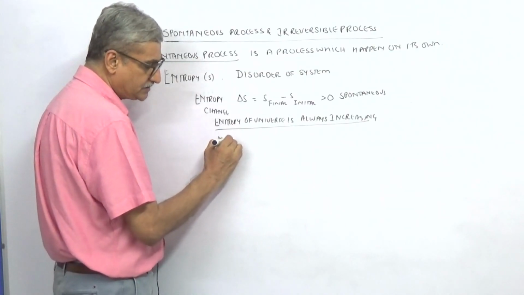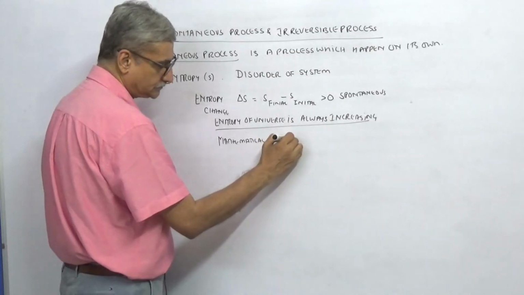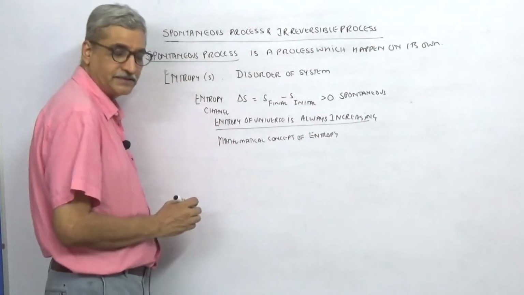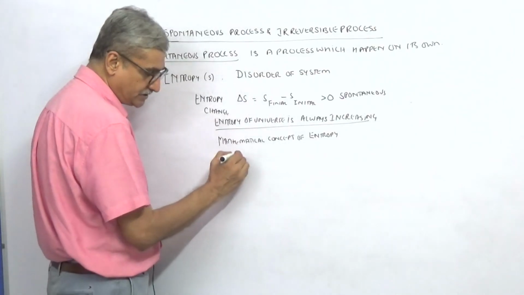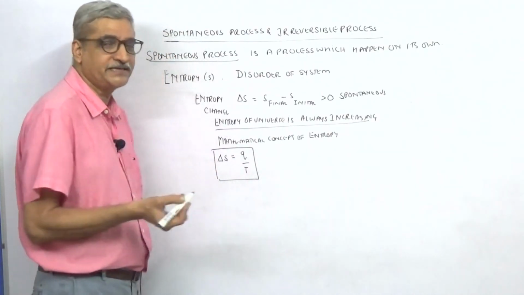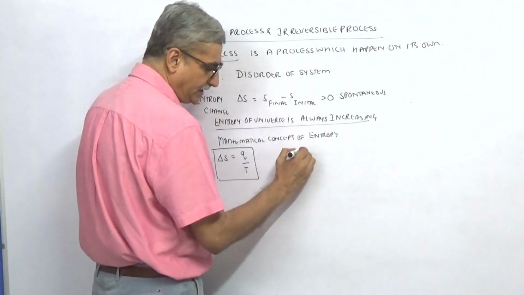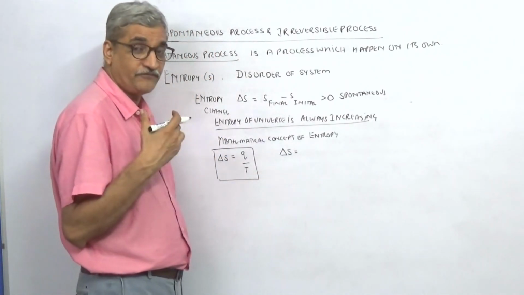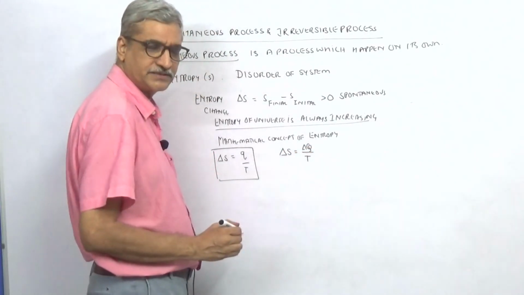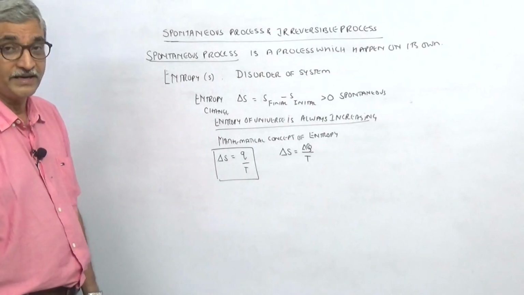So what is the mathematical concept of entropy? The entropy change, delta S, we can say it is Q by T. What is Q? Q is the heat absorbed or evolved. In a chemical change, Q is the heat flow of energy. So can I not say it is delta Q, the flow of energy at constant temperature? In chemical change, it will become delta H upon T.